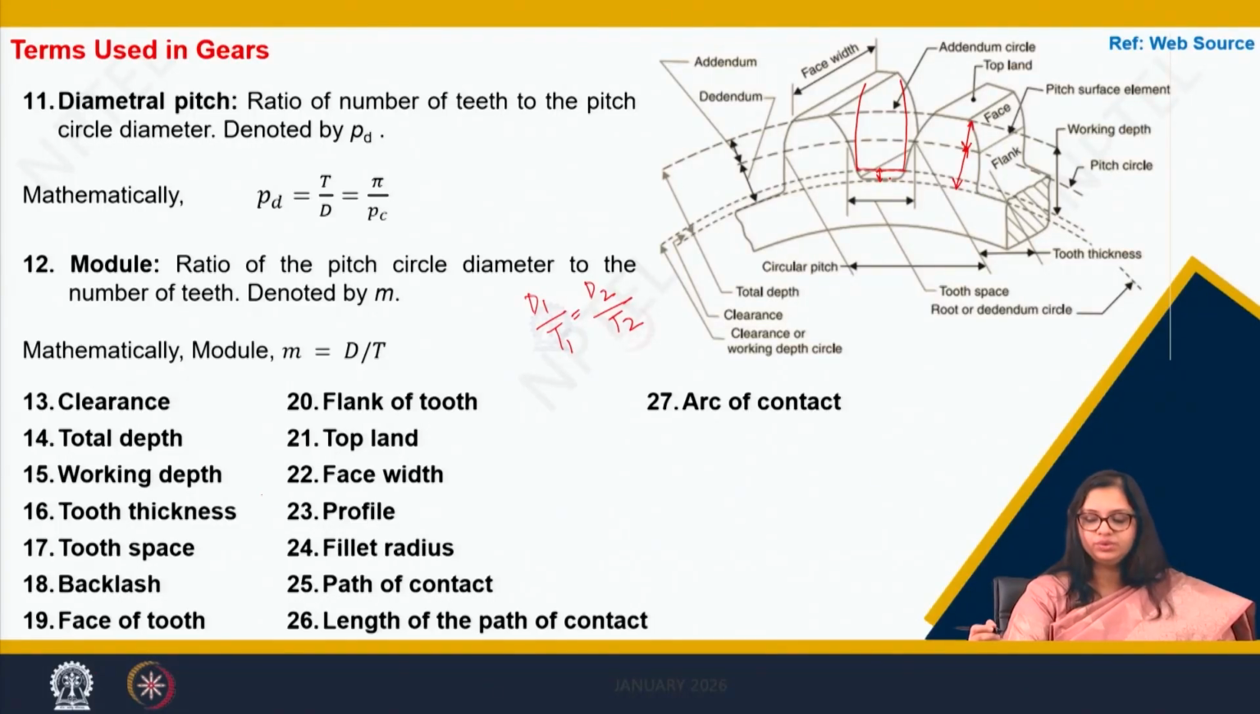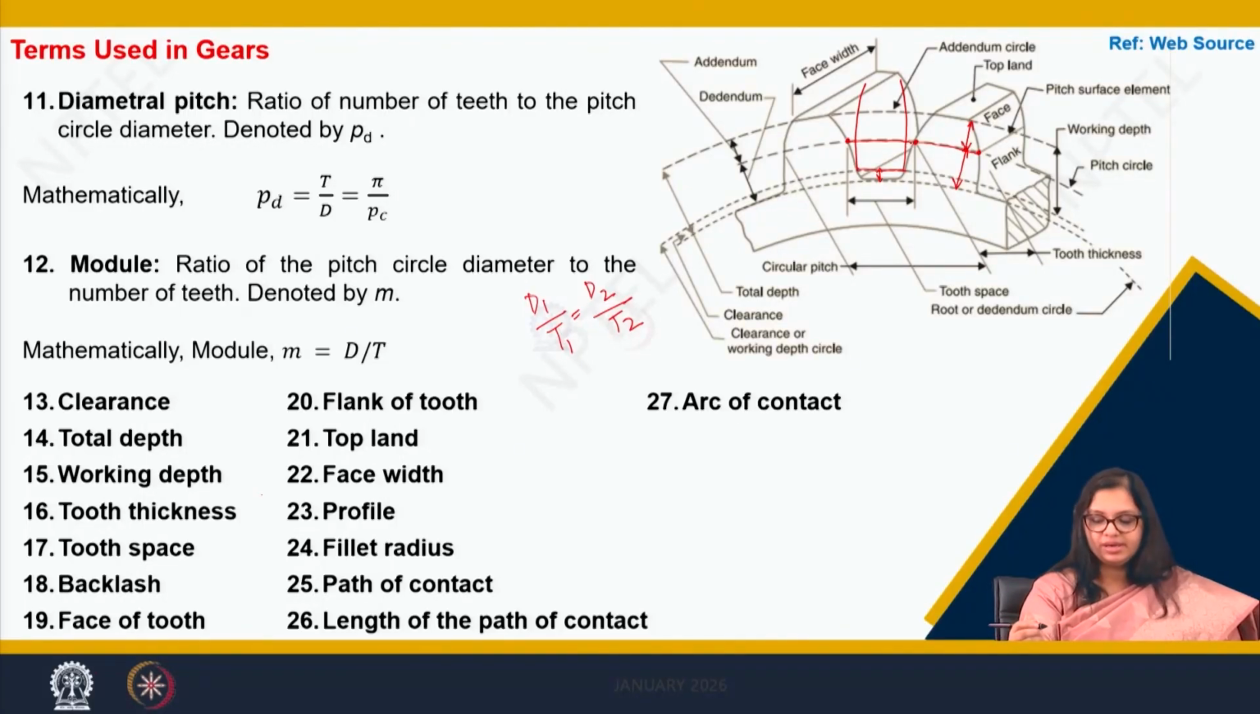Now coming to the tooth thickness. When we talk about the tooth thickness, this is the point on the pitch circle of one tooth to the point on the pitch circle on the same tooth where the tooth starts and ends. So this we call the tooth thickness. Now what do we call tooth space? The point where one tooth ends to the point on the pitch circle where the other tooth starts, we call that the tooth space.